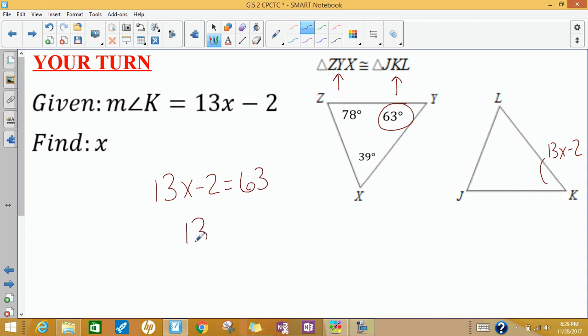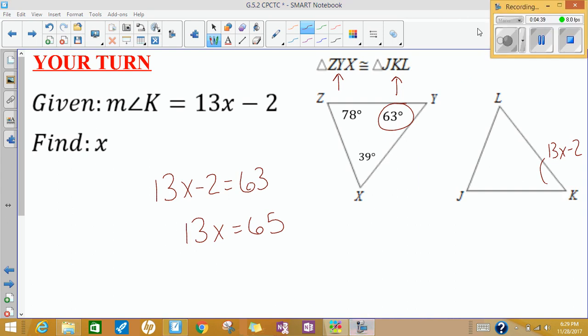I'll add 2 to both sides. And this might get a little messy. And actually I was wrong. If I divide both sides by 13, I get x to be 5.